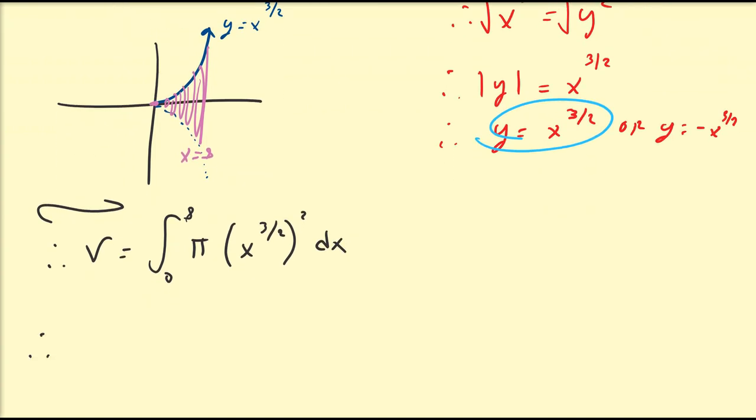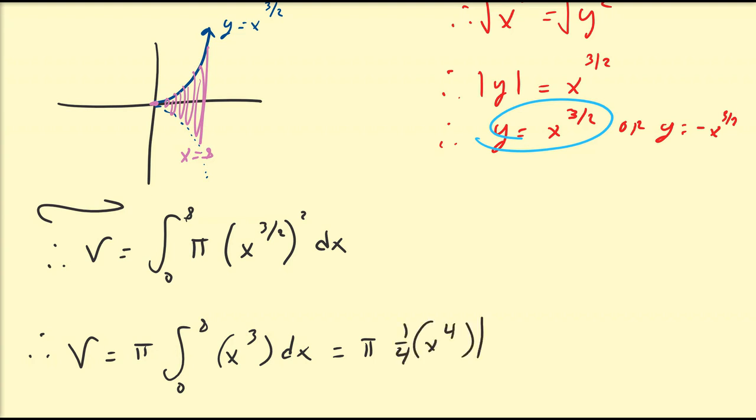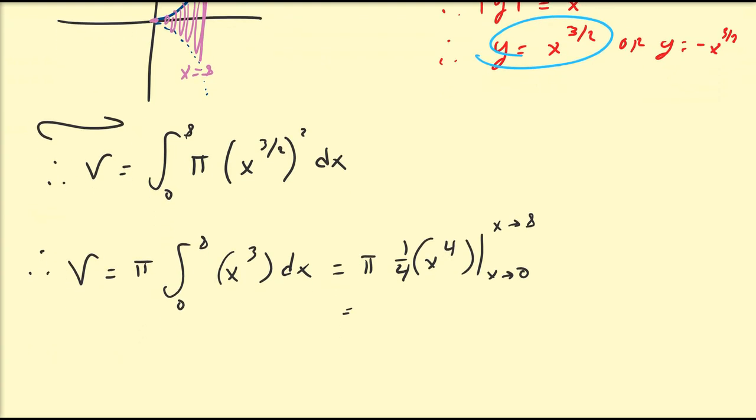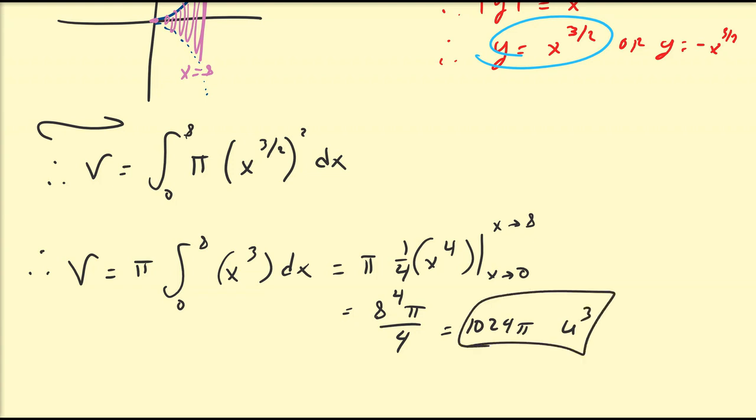If that is the case, then our volume is given by pi times the integral from 0 to 8 of x cubed dx, which is just equal to pi times the antiderivative of x to the 3rd, which is 1/4 x to the 4th, evaluated at x equals 8 and x equals 0. That's going to be equal to 8 to the 4th pi divided by 4. One can verify that that's equal to 1024 pi, in cubic units.